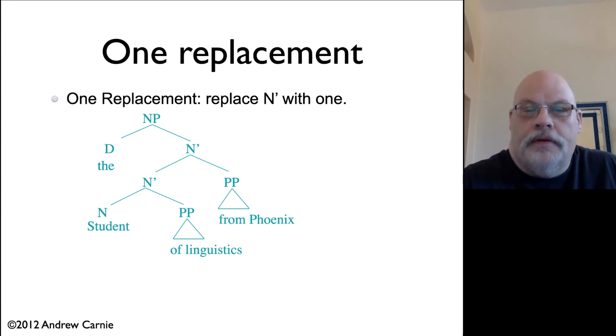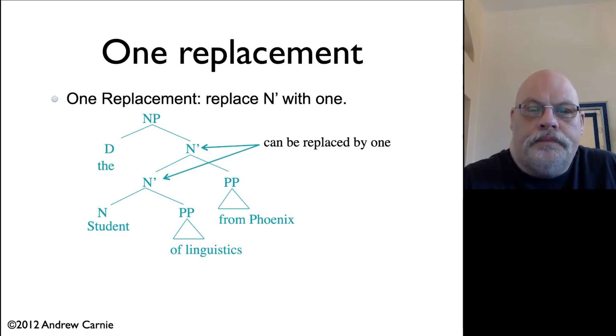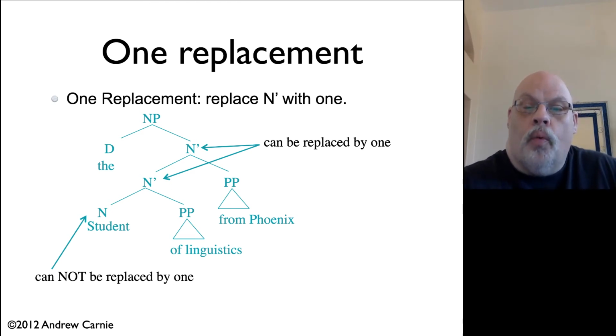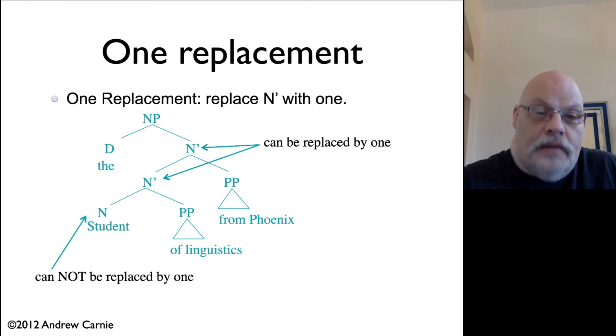So for those people who have this version of the rule, you can replace an N bar category with one, but you can't replace an NP or an N with one. Those of you with the other dialect can replace an N. So what we predict then is that we should be able to put a one after the determiner, and we should be able to put a one before from Phoenix, but we should not be able to put a one before of linguistics. Right? So that is one way we can distinguish complements from adjuncts. If you can put a one in front of the prepositional phrase, it's an adjunct. If you can't, then it's a complement.